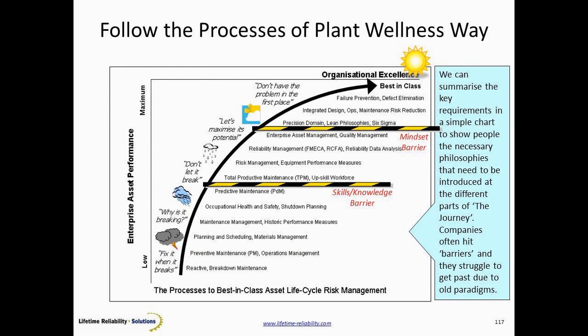This particular slide is the number of techniques and methodologies that are available to us around the world. There are many things that companies are already doing. Things like preventative maintenance, planning and scheduling, materials management, occupational health and safety, shutdown planning. A lot of companies are doing good things. It isn't far enough. We want to go into the area here where we eliminate failures and we remove defects. It's because we allow and accept failures and create defects that we have these problems in the first place.